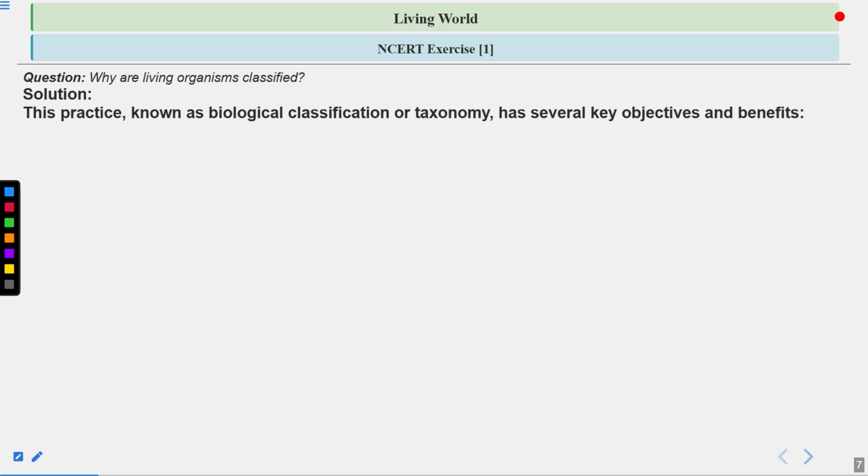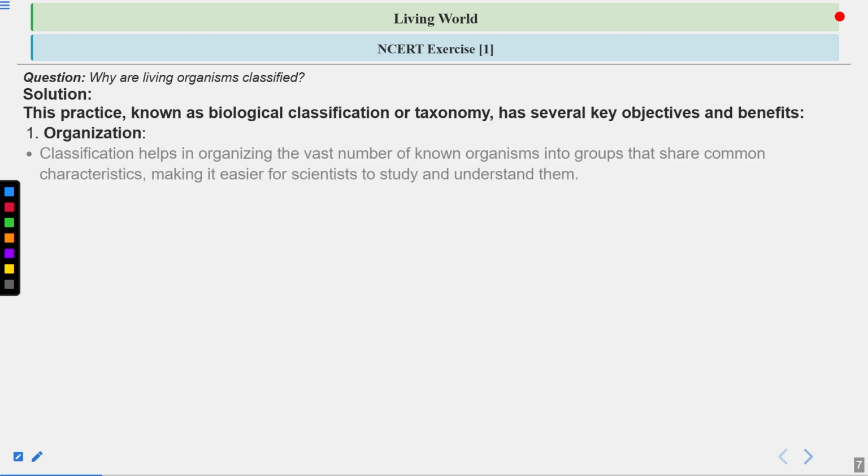Now this practice, known as biological classification or taxonomy, has several key objectives and benefits. Let's study the objectives and benefits of biological classification. First is organization. So by organization, what do you mean? It means organization of the vast number of known organisms into groups. You can organize the biodiversity into groups. And how do you group these organisms into various categories? Based on shared characteristics, similarities, or common characteristics.